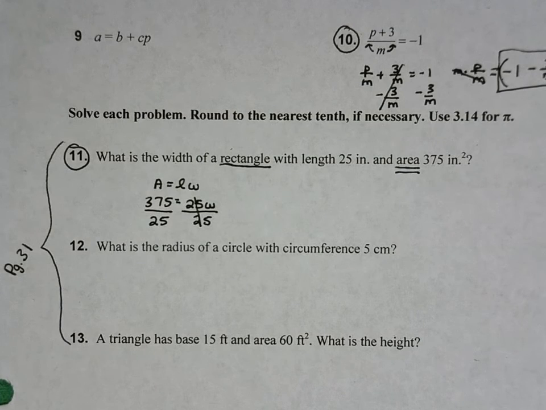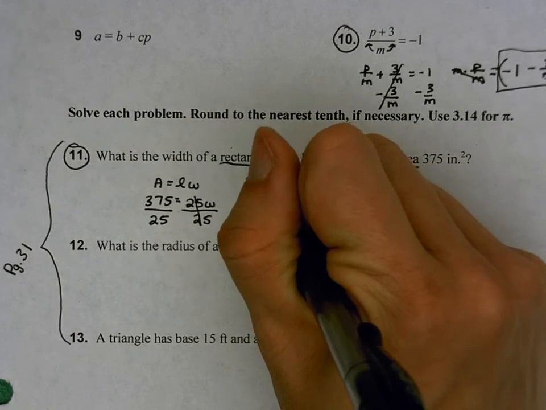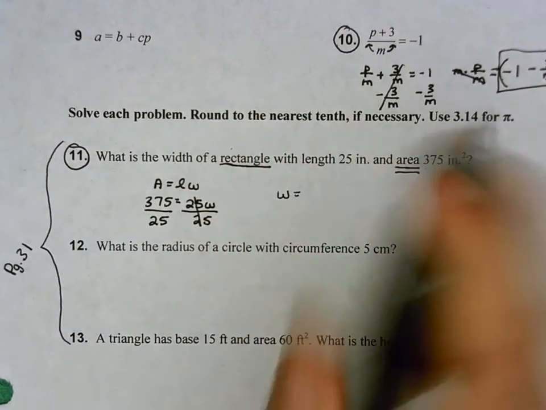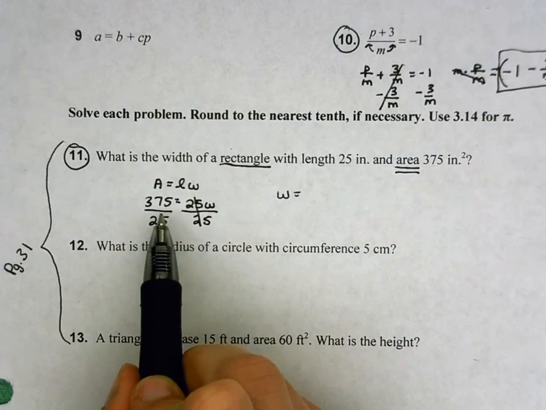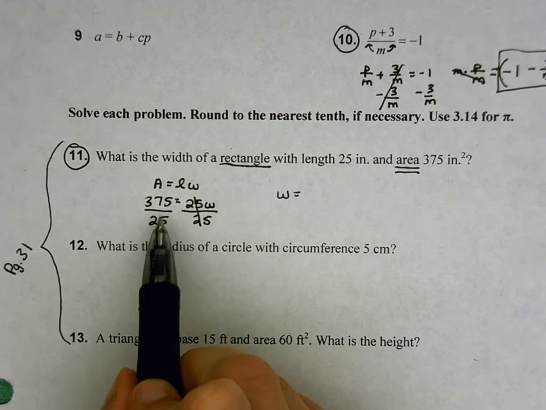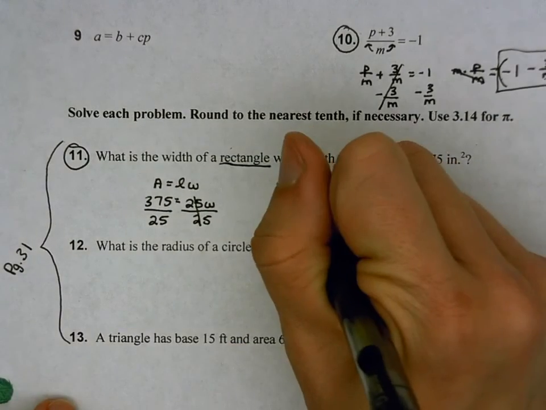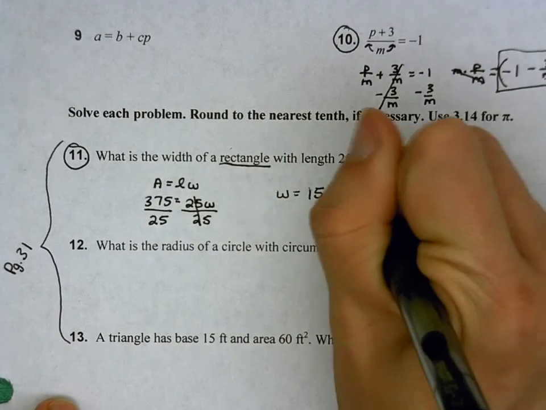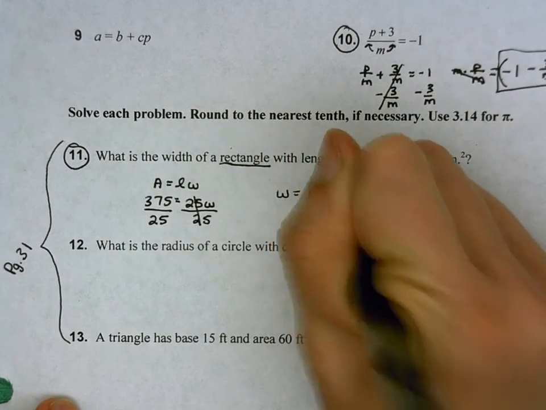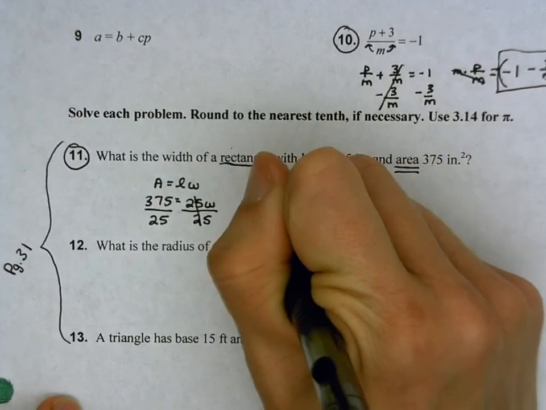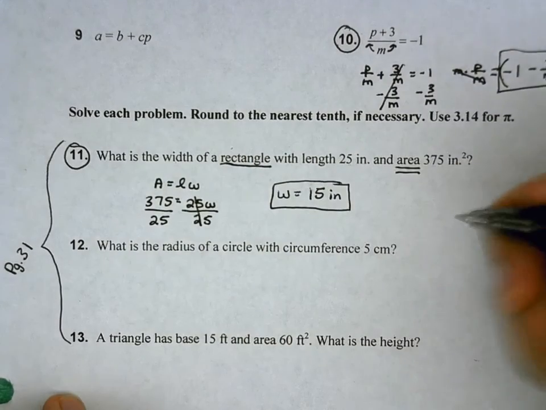At which point, we can use our calculators if we need to, but we have W equals 375 divided by 25 is 15, and our units in this case are inches. And there you go.